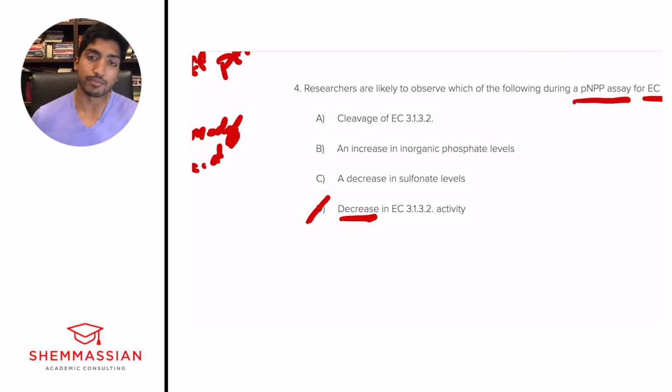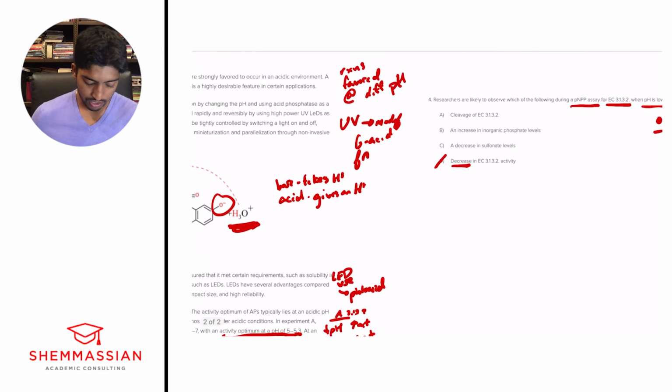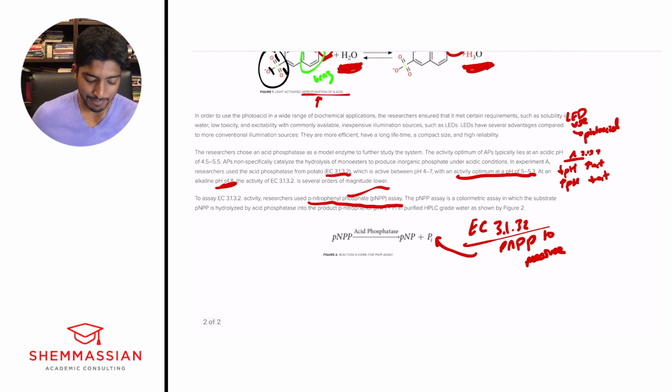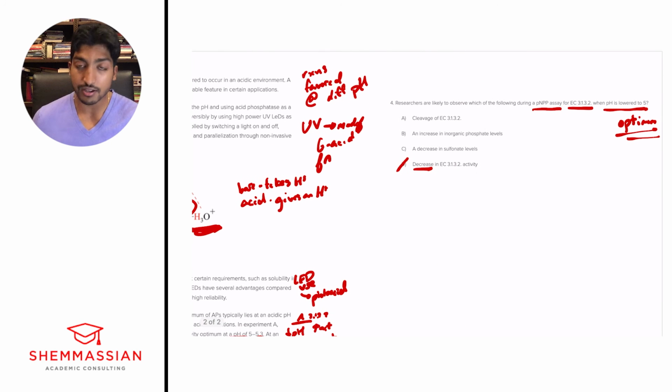Cleavage of EC 3.1.3.2. Now, this is not mentioned anywhere, right? It does not say that the activity of the pH is increasing because of cleavage of the acid. It says it catalyzes the hydrolysis of monoesters, but it doesn't cleave the acid phosphatase itself. It hydrolyzes something else. So we can eliminate A immediately.